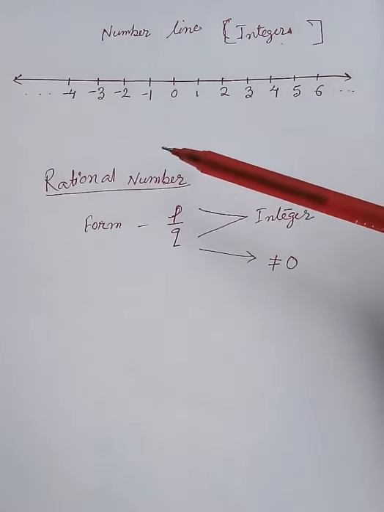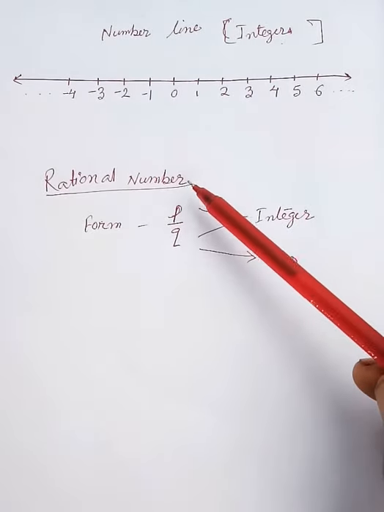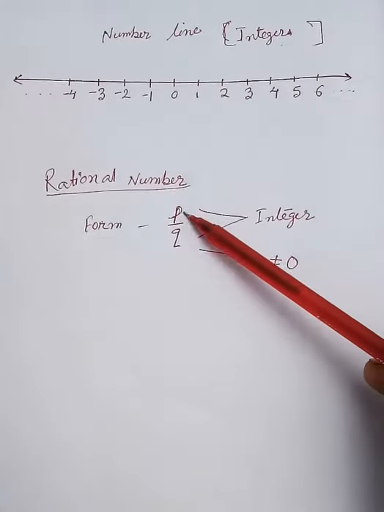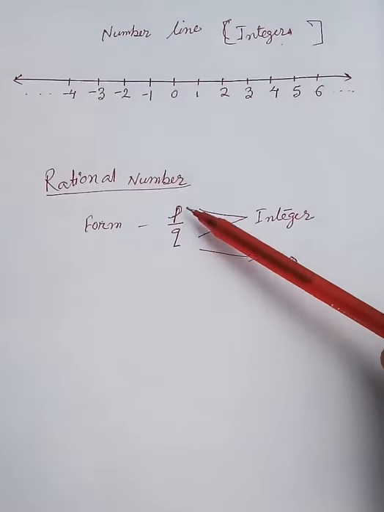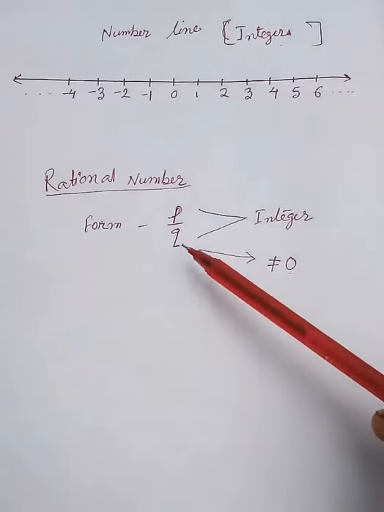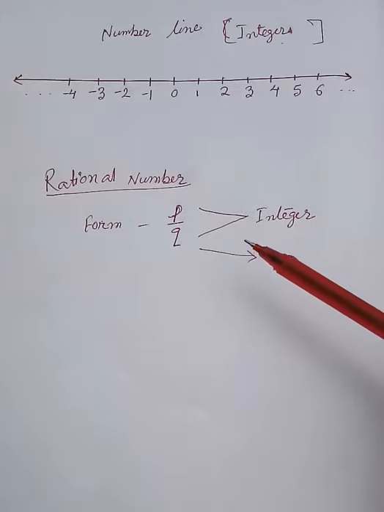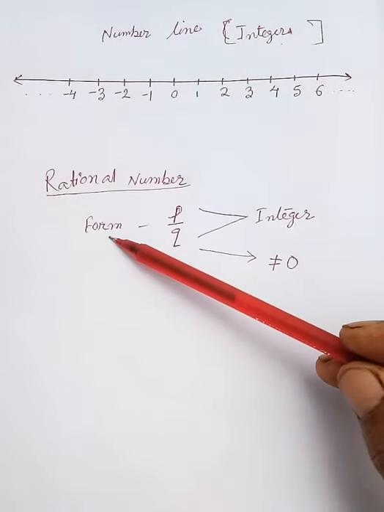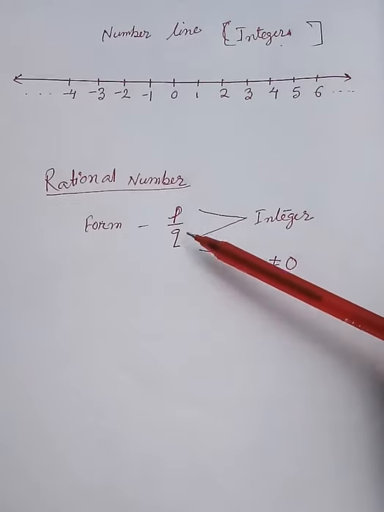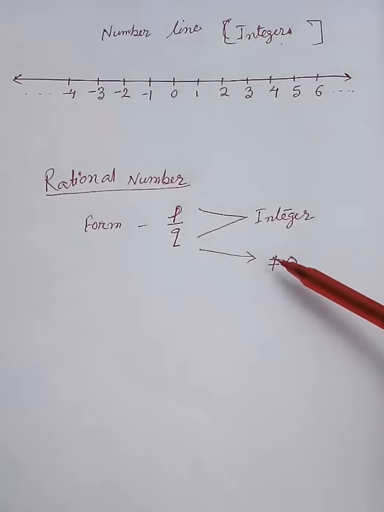And let us know about rational numbers. Listen carefully. Rational numbers are in the form of p by q, where p and q should be integers and q must not be equal to 0. I'll repeat again. Rational numbers are those numbers which are in the form of p by q, and p and q must be integers and the q value must not be equal to 0.